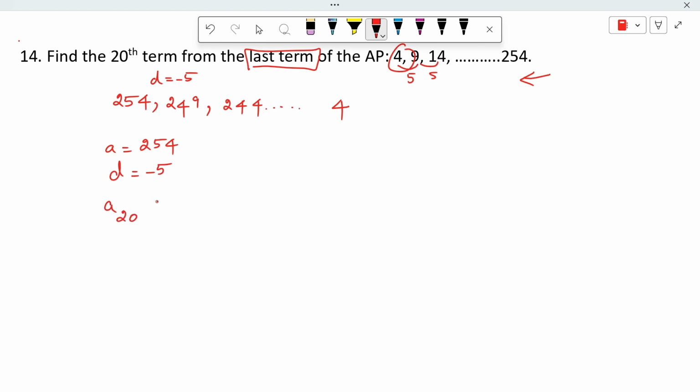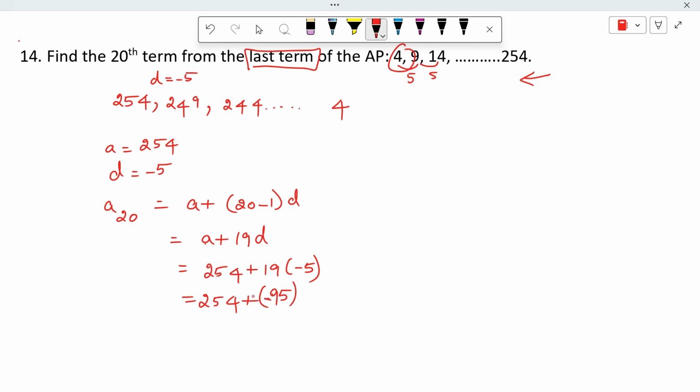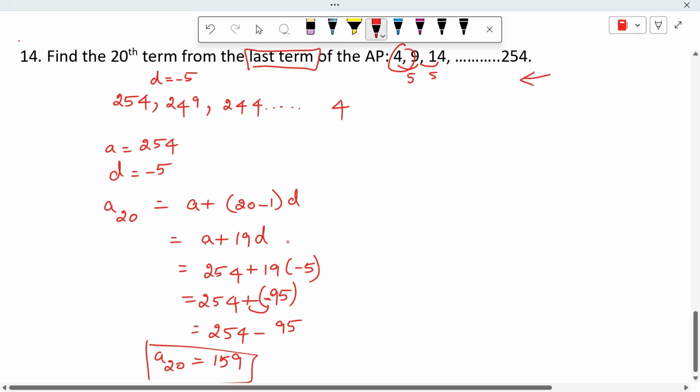So now a is equal to 254 and d is going to be minus 5. Now in order to find the 20th term, starting with 254 as the first term, I just use the formula a plus n minus 1 d. So 20 minus 1 d, isn't it? So a plus 19d. So I can substitute the value of a and d. So 254 plus 19 times minus 5. So that is going to be minus 95. So plus minus is minus. So I'm going to subtract 254 minus 95, which is going to be 159. So the 20th term from the last term is 159.